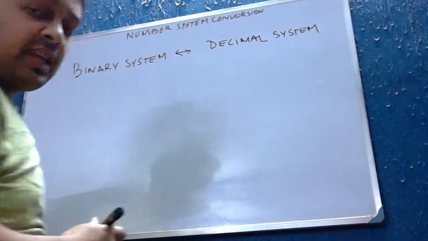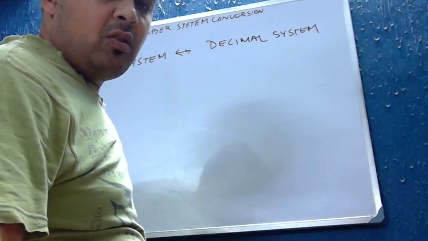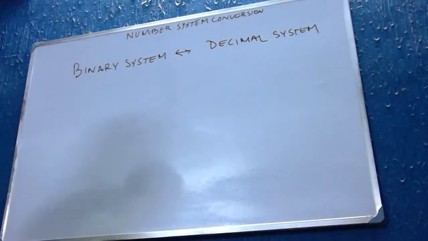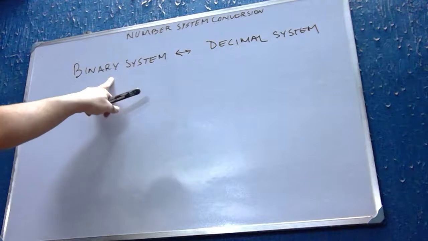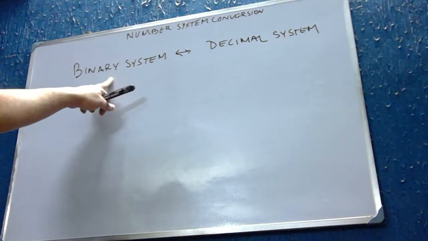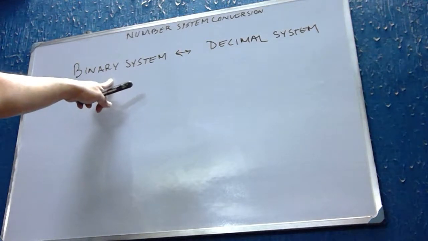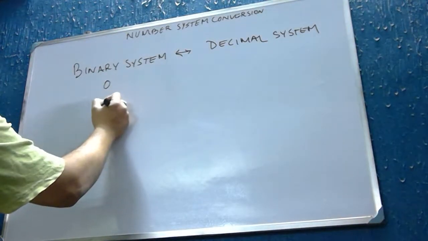Now, many of us have this idea that, when we have a binary system or a decimal system, why go for a binary system? It doesn't make any sense. But it does make sense, because the binary system helps us represent only two values, that is 0 and 1.